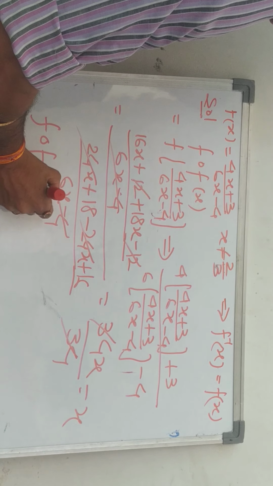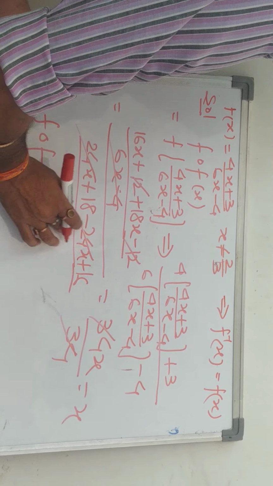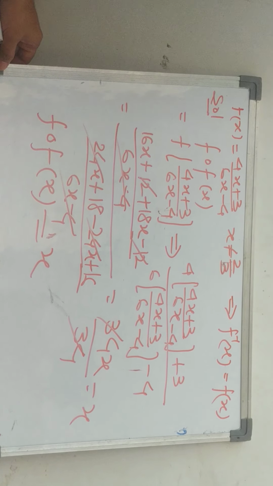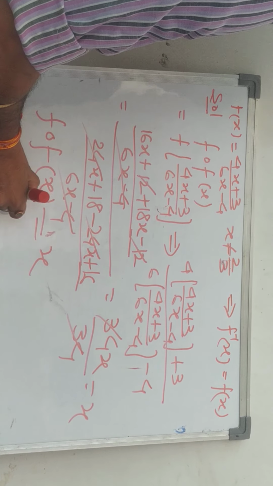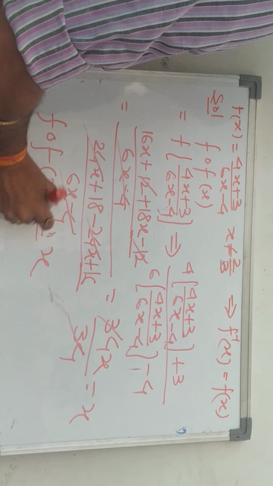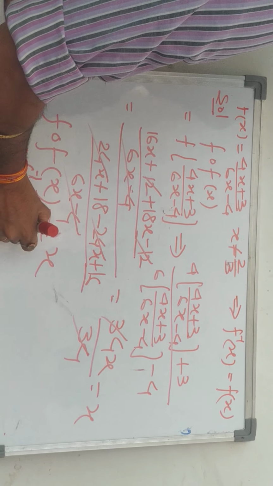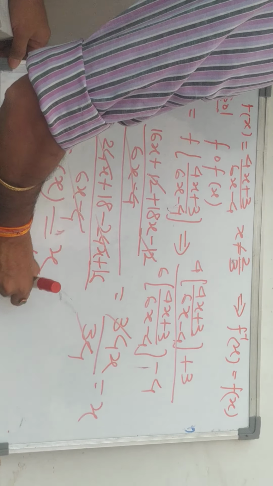If f of f(x) equals x, it indicates that f inverse x is equal to f(x). That is the condition: f inverse x is equal to f(x).